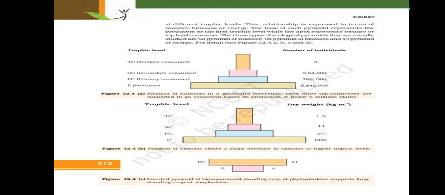The three types of ecological pyramids that are usually studied are: A, pyramid of number; B, pyramid of biomass; C, pyramid of energy. For detail, see Figure 12.4, A, B, C, and D. Trophic level, number of individuals. 12.4a, pyramid of numbers in a grassland ecosystem. Only three top carnivores are supported in an ecosystem based on production of nearly 6 million plants. 12.4b, pyramid of biomass shows a sharp decrease in biomass at higher trophic levels.